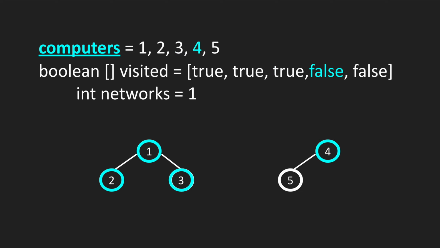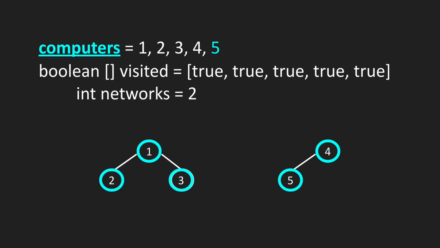And now we are going to 4. 4 is equal to false. What does it mean? It means that this is a new network. We haven't visited that network yet. So we are incrementing the networks variable, and now we have 2 networks. And again, we are doing a depth first search starting from 4. And now we are going to 5. 5 equals false. So we are setting that to true. And now we have visited all nodes.